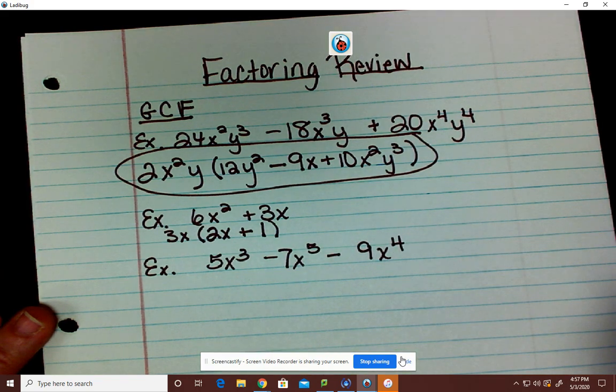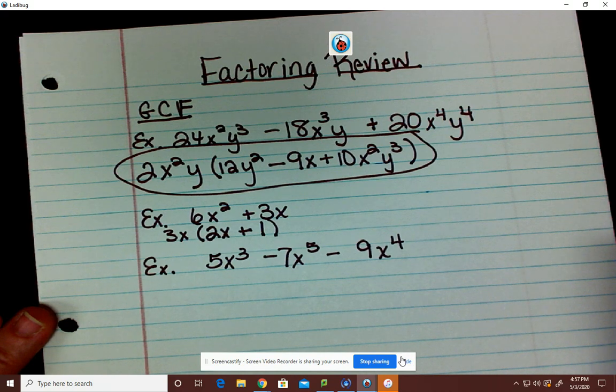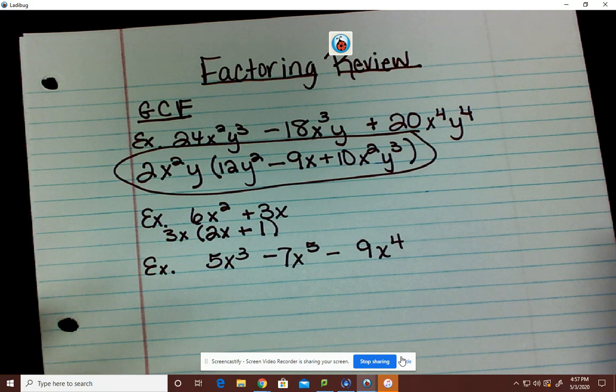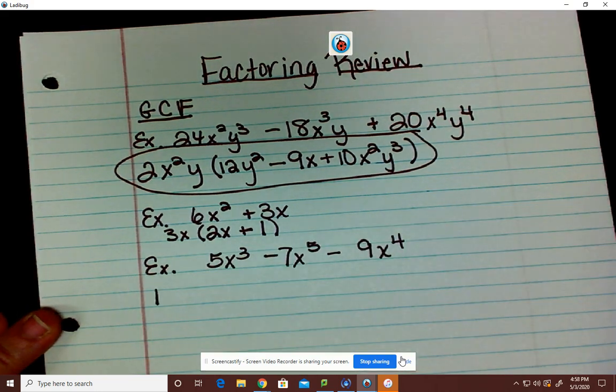All right, so here, 5, 7, and 9. The greatest common factor of 5, 7, and 9 is just 1. So you can write the 1, but you don't have to. That's your choice. If you want to write a 1, you can. If not, you don't have to. I'll put it there just so we see that.